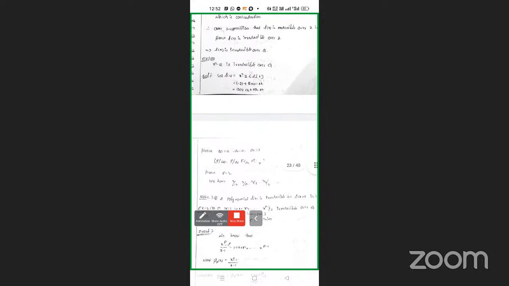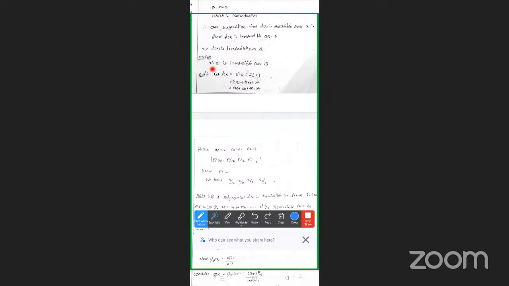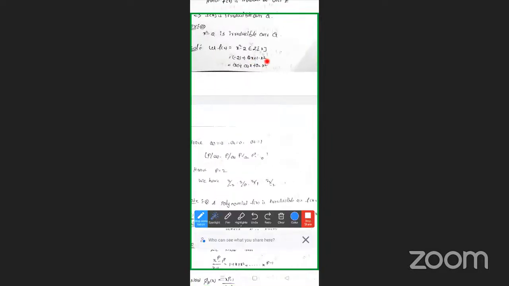So for example, x square minus 2 is irreducible over Q. So f of x is equal to x square minus 2, which belongs to Z of x. So minus 2 is the constant plus 0 into x plus 1 into x square. So this is the polynomial.